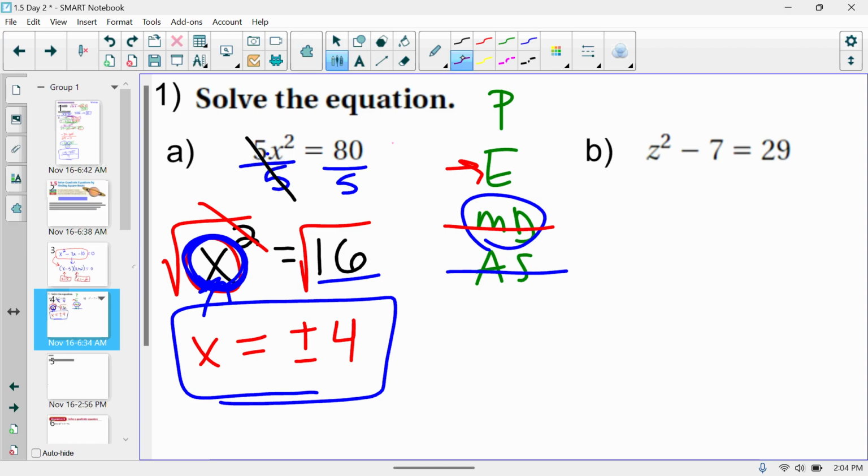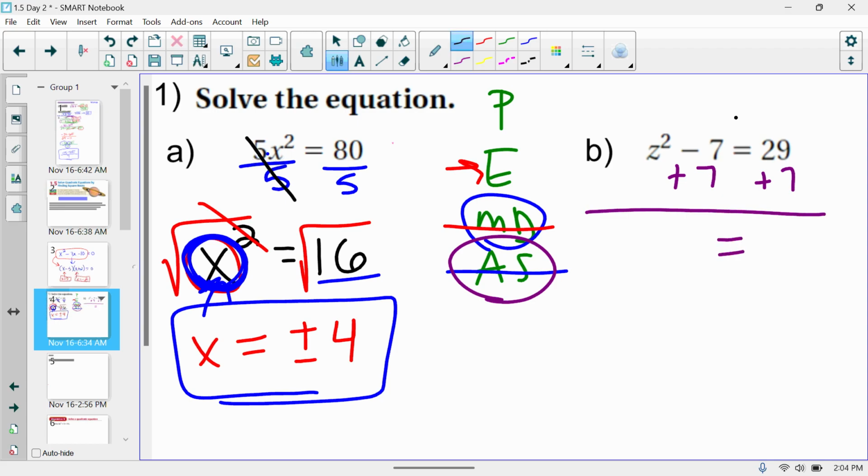Let's do another one kind of like that so you get the hang of it. This one has addition and subtraction this time. So when you start to work backwards, the first thing you're going to want to do is add 7 because we're trying to get rid of it on this side, right? Negative 7 plus 7 is 0. On the right side, 29 plus 7 is 36. And then again, to get z alone, you're going to have to get rid of the square, which means do the opposite. Take the square root.